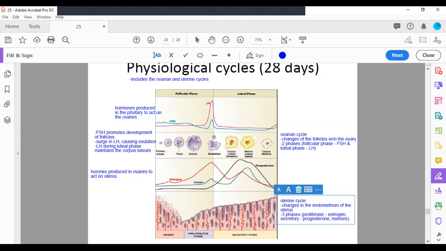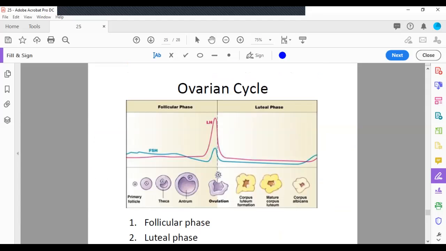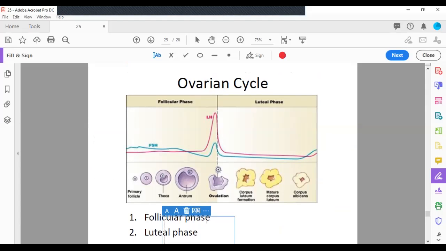So usually it takes about 28 days: the first 14 and the second 14. You can see right here the follicular phase and luteal phase. Follicular phase is governed by FSH, and luteal phase is governed by LH. So you can always refer back to the previous slide for more details.